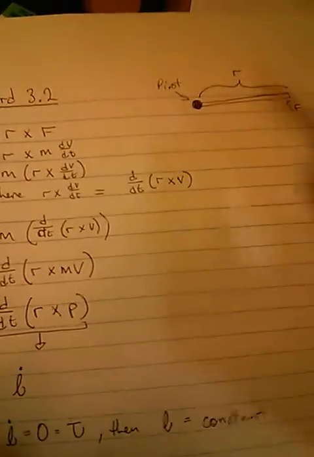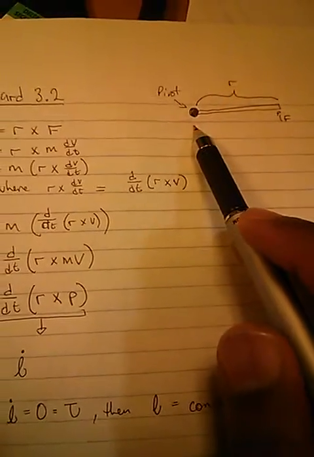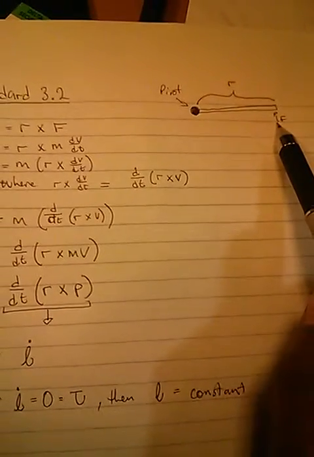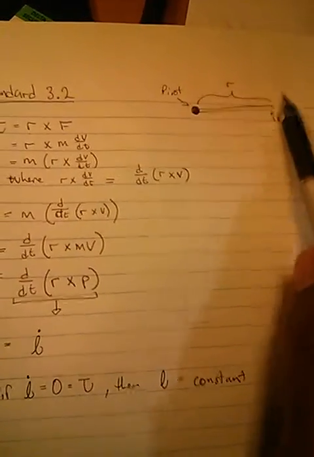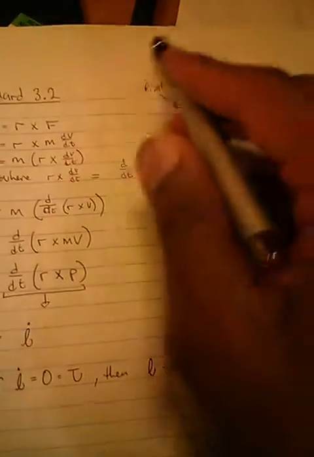So basically, we can start off with this image over here. We have a rod that is length r, and this is the pivot, so this is stationary, and if you apply a torque, or apply force in this direction, it will cause it to spin.